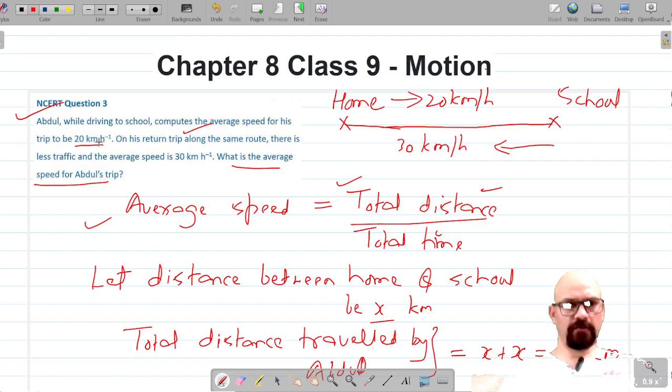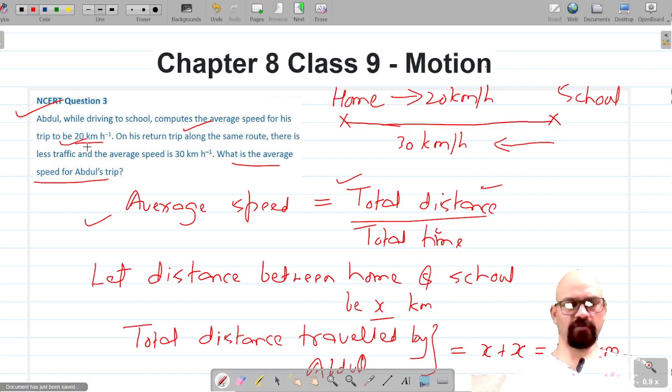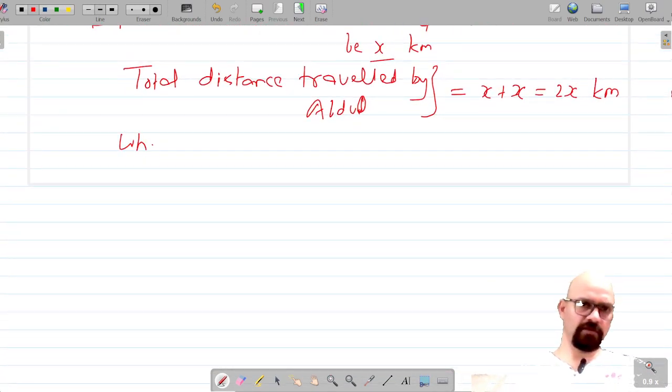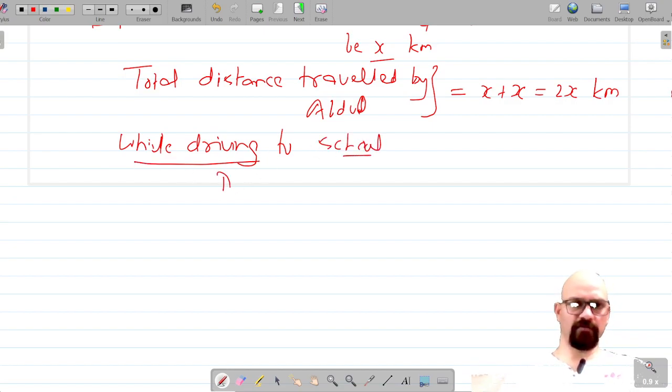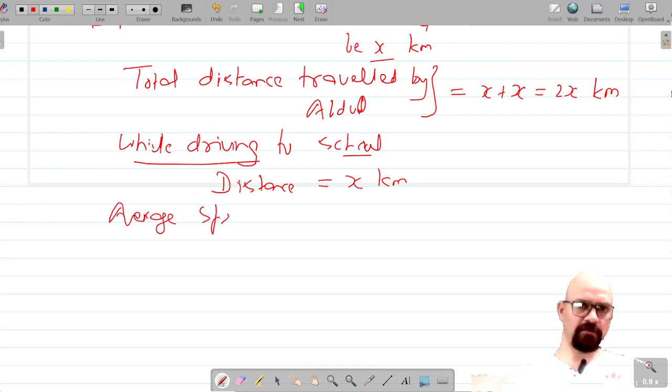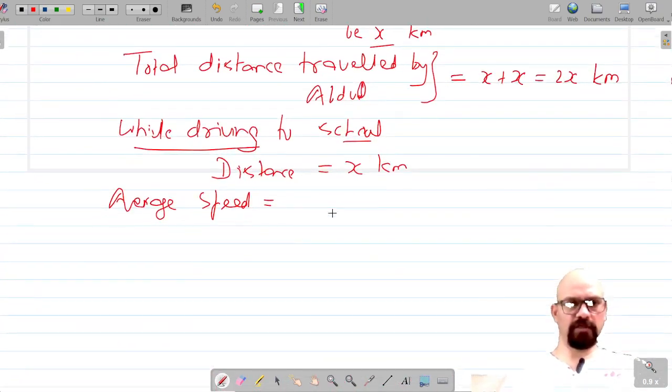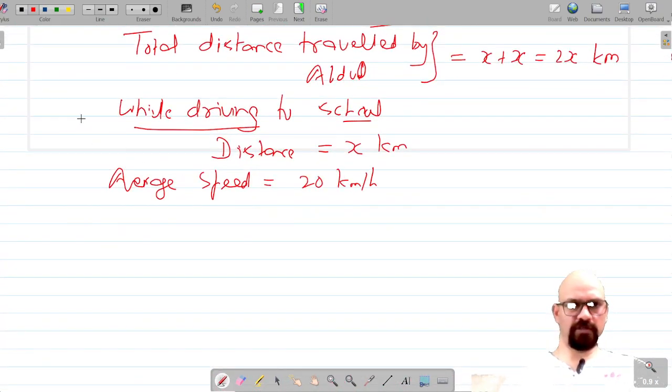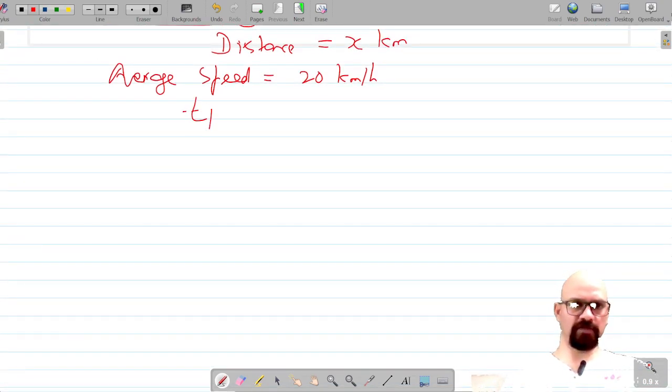Now, it's given that average speed while driving to school is 20 kilometer per hour. So let's consider this while driving to school. While driving to school, the distance is equal to x kilometer, and it's given that average speed is equal to 20 kilometer per hour. So let's calculate the time while driving to school. So the time, let's say t1, is equal to distance by speed, which is equal to x by 20 hours.